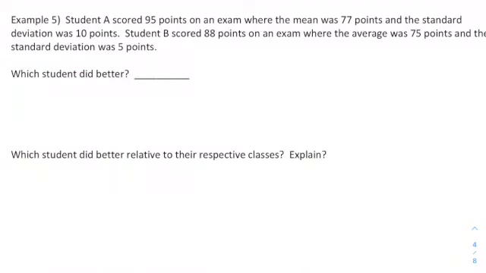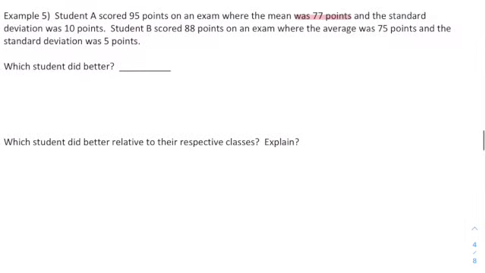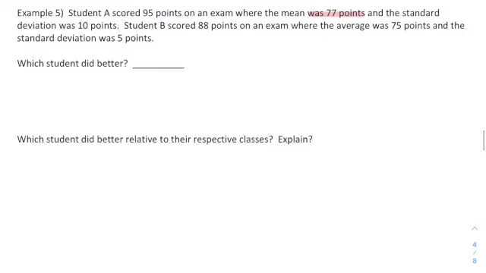Student A scored 95 points on an exam where the mean was 77 points, and the standard deviation was 10 points. Student B scored 88 points on the exam where the average score is 75 points, and the standard deviation was 5. So in this case, you guys can understand, what are we comparing? We have 2 different situations. We have probably 2 different sets of classes. Ms. Wiesman has a data modeling class. How can I compare how far each piece of data is away from each other? So in this case, which student did better?